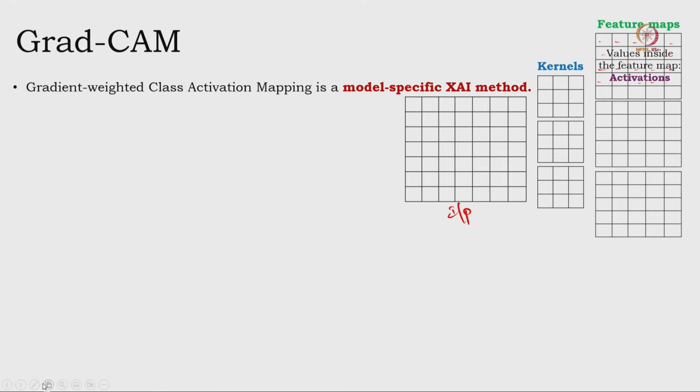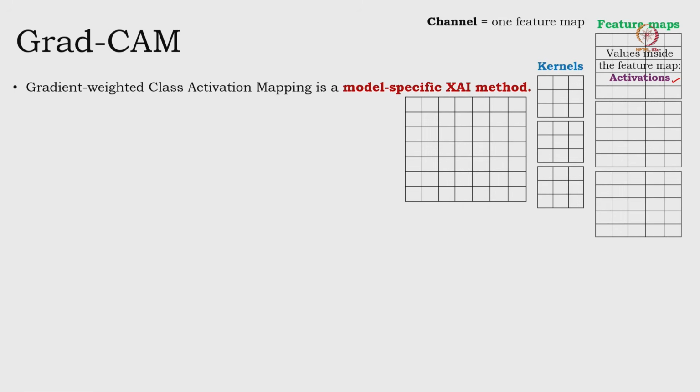The values inside the feature map we call activations, and every feature map we call a channel. So one feature map is one channel. Since there are 3 feature maps, there are 3 channels here. This is something fundamental which we have recalled from our CNN.